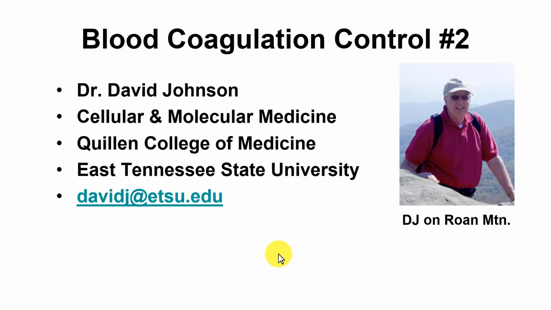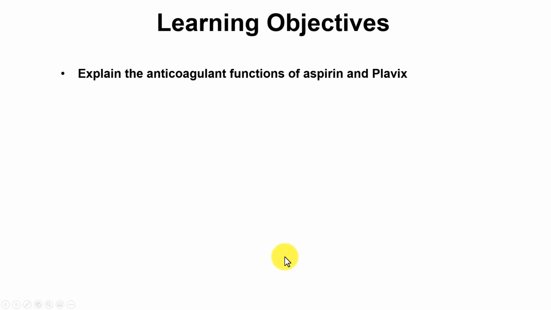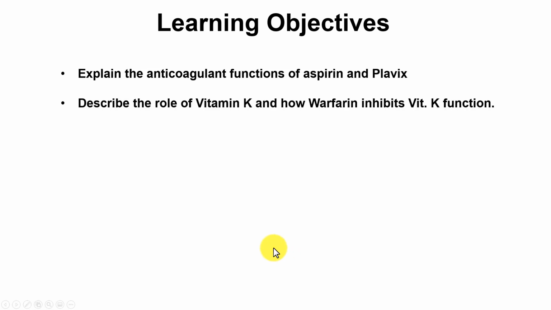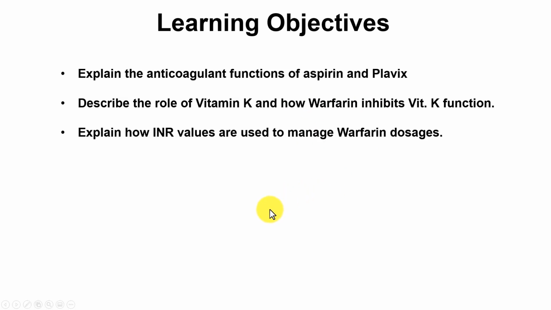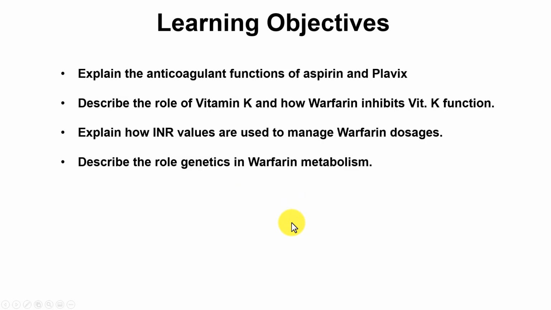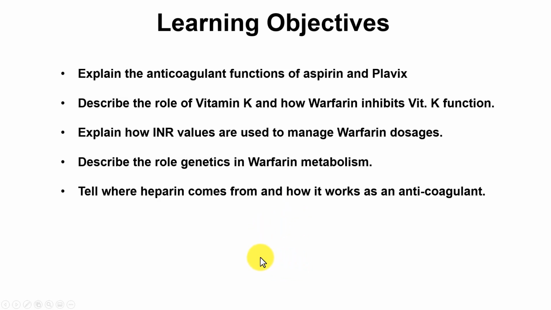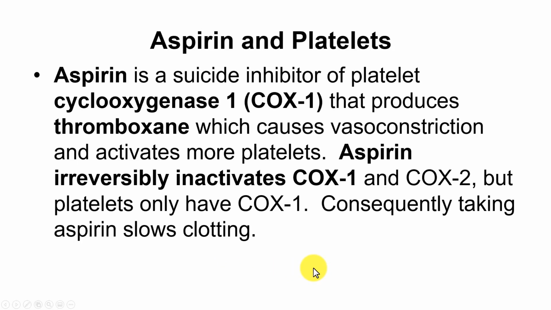This is my second video on blood coagulation and control for cellular molecular medicine. The learning objectives are to explain the anticoagulant functions of aspirin and Plavix, describe the role of vitamin K and how warfarin inhibits vitamin K function, explain how INR values are used to manage warfarin dosages, describe the role of genetics in warfarin metabolism, tell where heparin comes from and how it works as an anticoagulant.